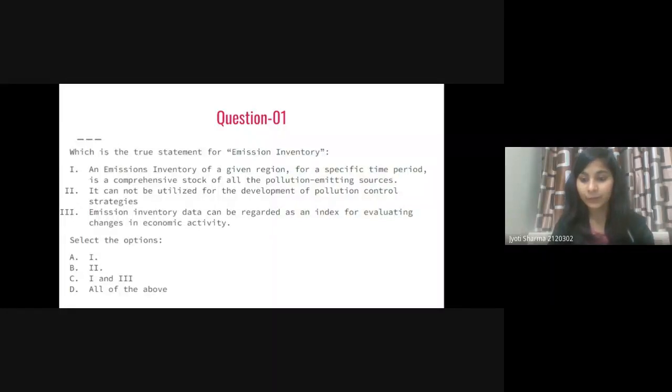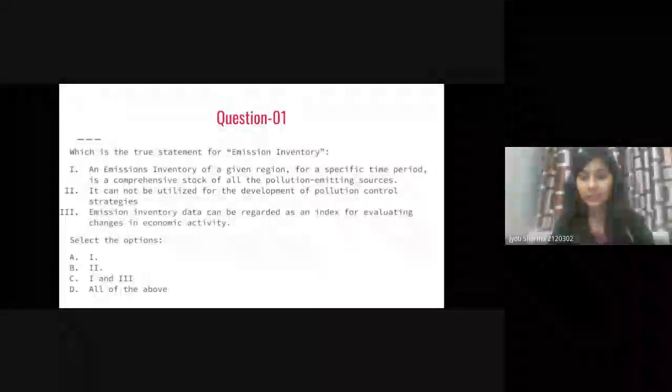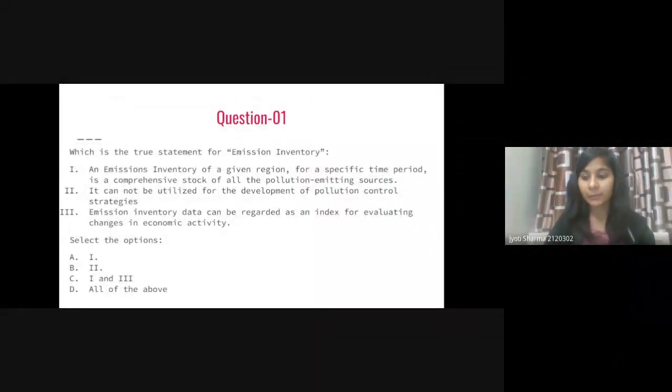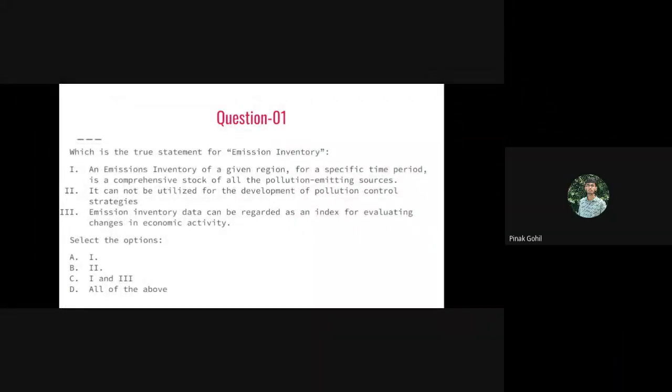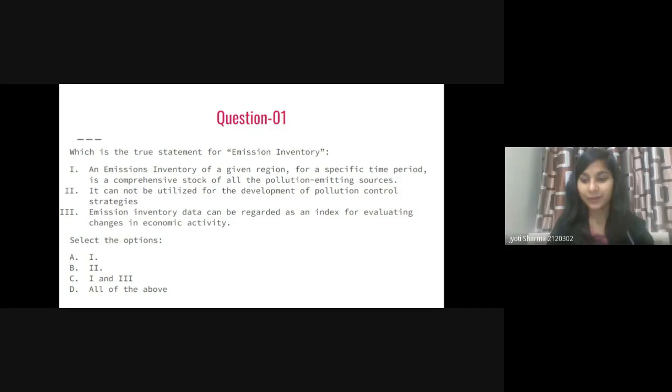Okay, Pinak gave me the answer C. I'm giving you time. The first one is talking about emission inventory, a definition that it is the comprehensive stock. It's right. And the second says that it cannot be utilized, so it is wrong. And the third one is also right. So the answer will be C, according to me.